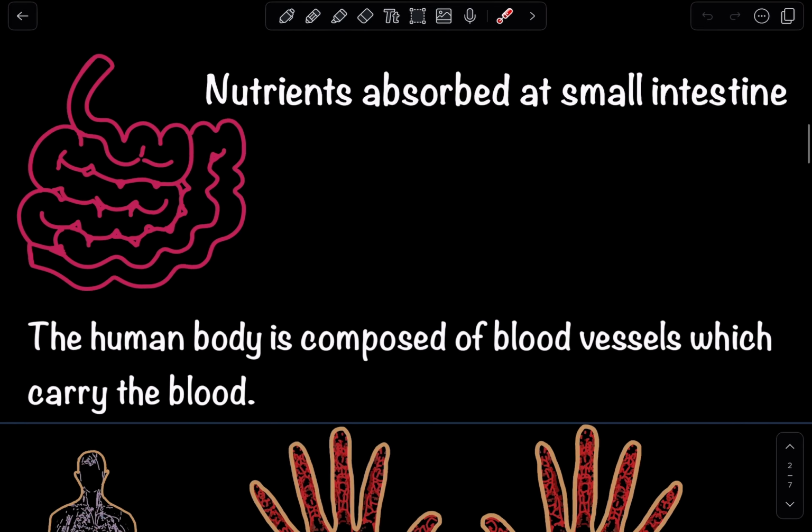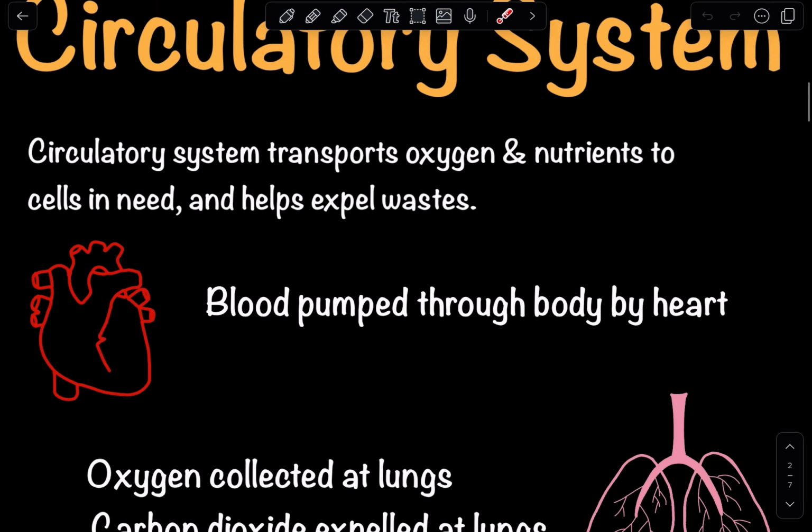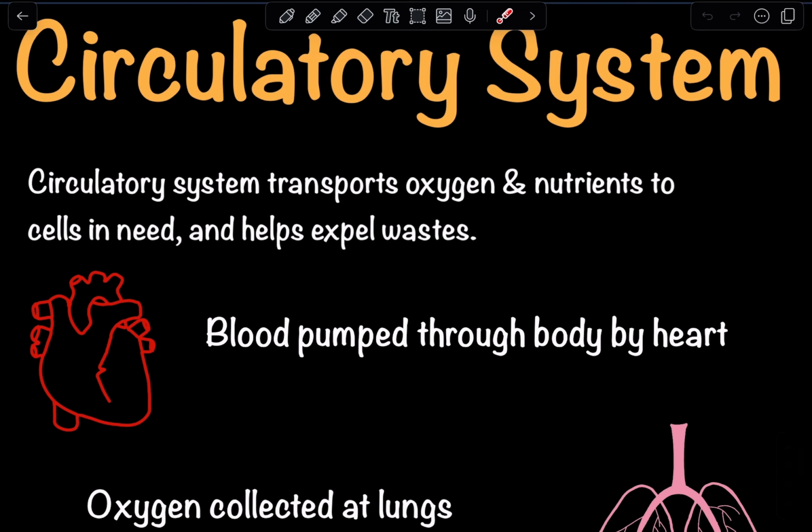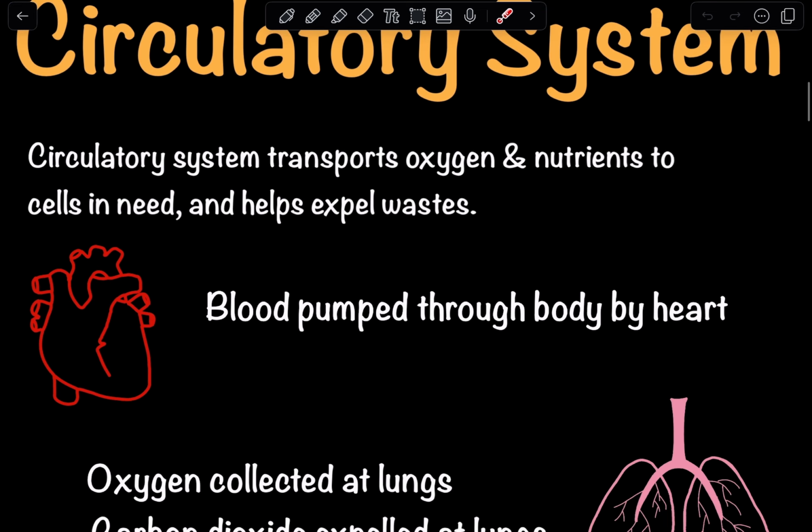So these are just some introductory concepts we need to keep in mind as we're moving forward in the circulatory system. So we need to understand that when we talk about the circulatory system, our blood is not only transporting oxygen to the cells in need, but it's also transporting nutrients and it's helping expel waste. And we'll get into more detail about each of these in successive videos.